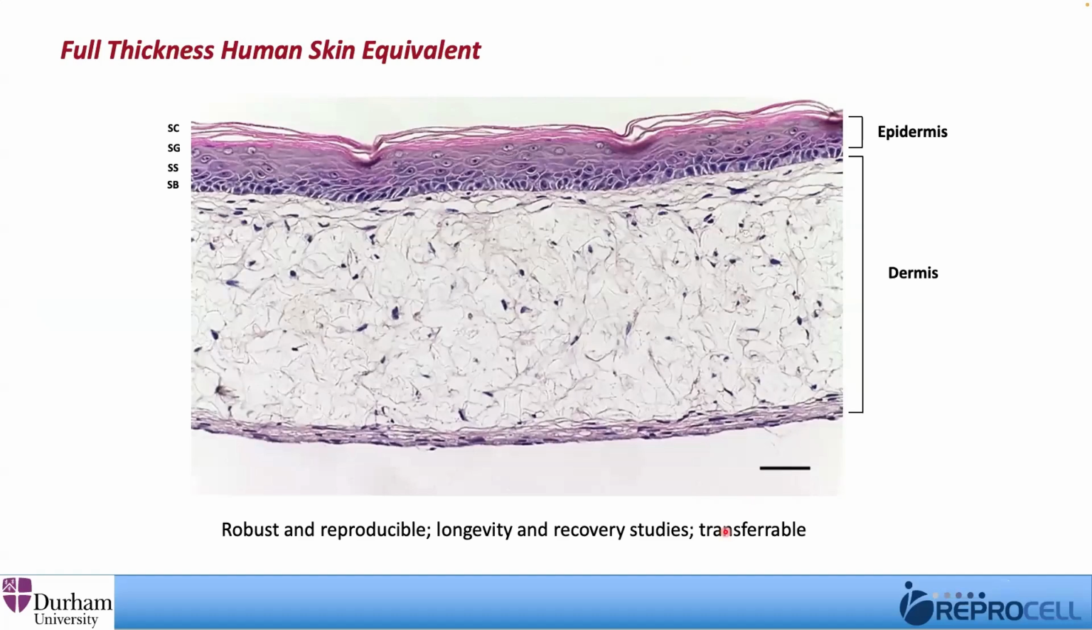We raise to the air liquid interface, and then we see the stratification of the epithelium and the formation of the individual sublayers, as I mentioned before. So the basale, spinosum, granulosum, and corneum. This is a robust and reproducible process. It enables us to do recovery studies because we maintain these models for several weeks. And that enables us then to do things like wounding, etc. And I'll show you some examples.